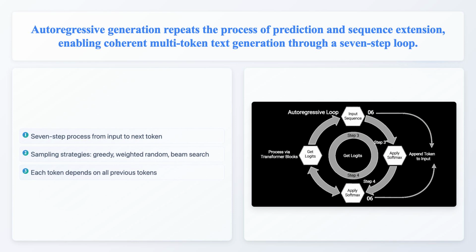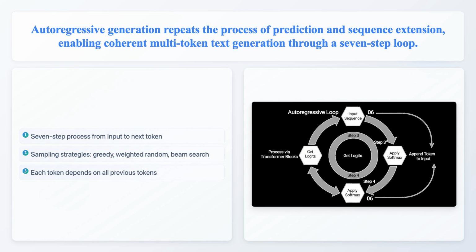This loop continues until a stopping condition is met. Either a special end token is generated, a maximum length is reached, or the user stops generation. The autoregressive nature means each new token depends on all previous tokens in the sequence, enabling the model to maintain coherence and context across long generations.